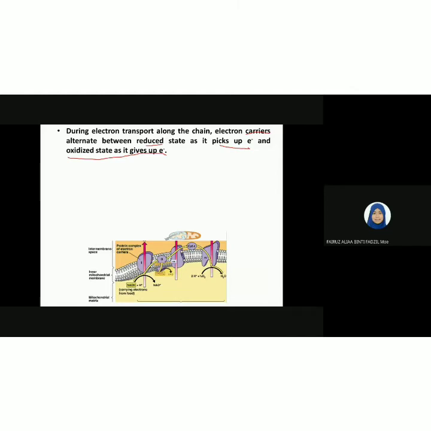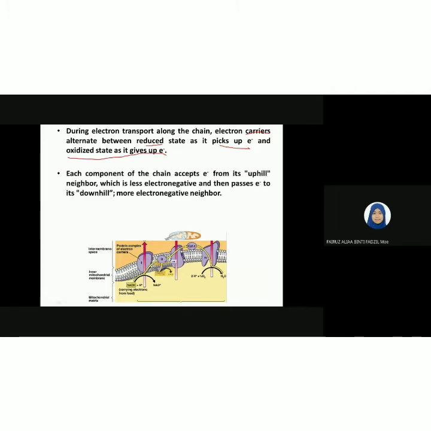And the neighbor, once it accepts the electron and is reduced, will then pass it to the next neighbor, and the next neighbor accepts the electrons and becomes reduced. The one that gives out the electrons becomes oxidized. So this is what we call a redox reaction, the alternating oxidation process and reduction process occurring as the electron carrier accepts and donates the electrons.